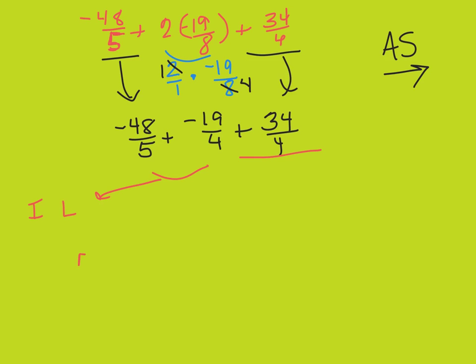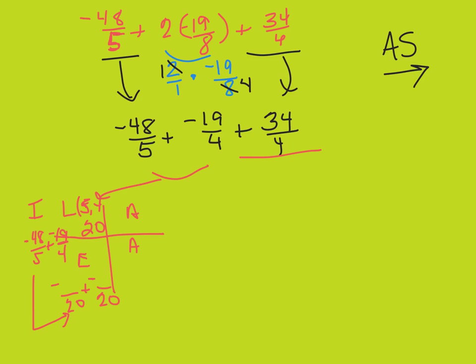I've got negative 48 fifths plus negative 19 fourths. So the least common multiple of 5 and 4 is 20. So my equivalent fractions are going to have some negative number over 20 plus another negative number also over 20.